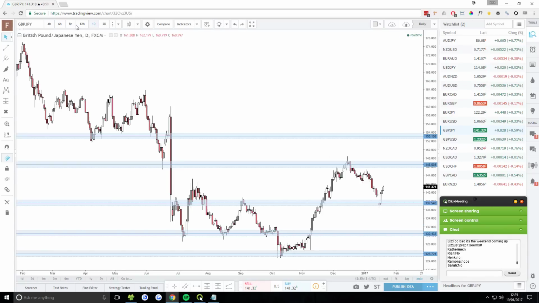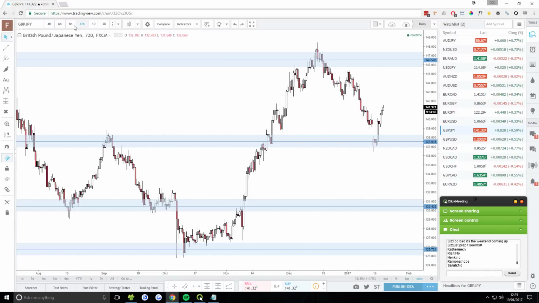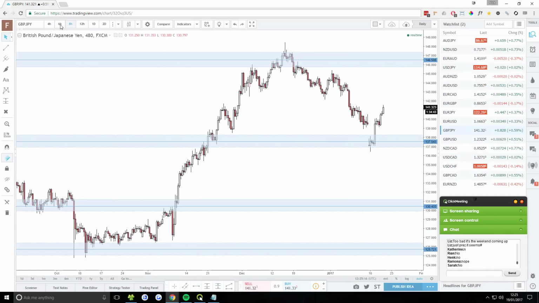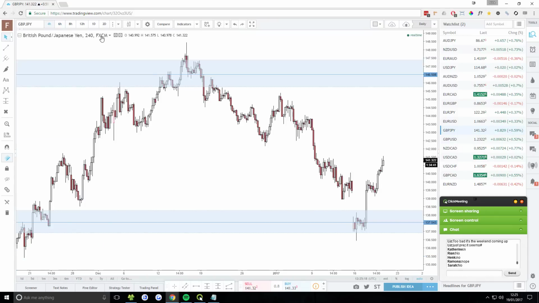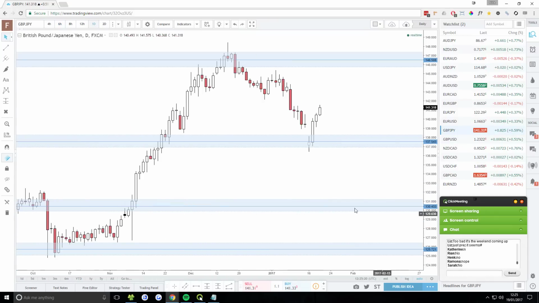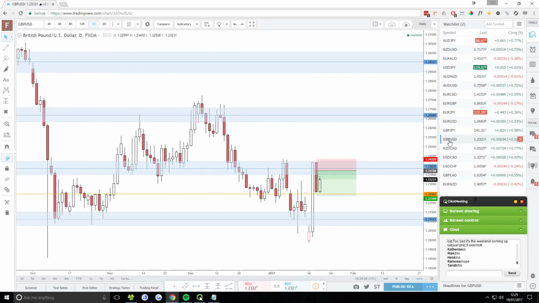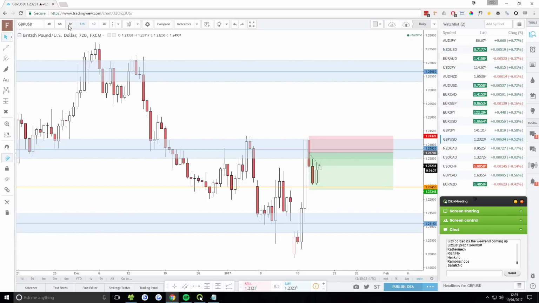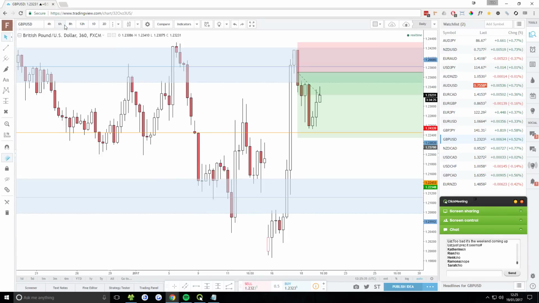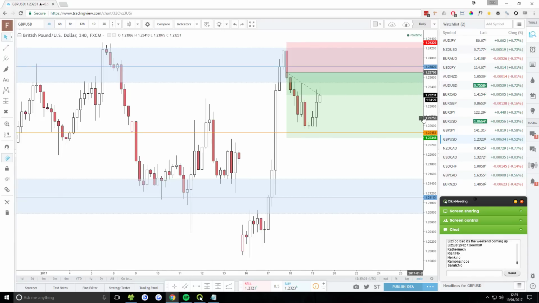GBPJPY seems to be in between two support resistance areas. Well, that reversal on GBPJPY though. Nice little reversal there. I'm not really that interested in trading GBP pairs though. All right, GBP USD. Nothing really going on here.